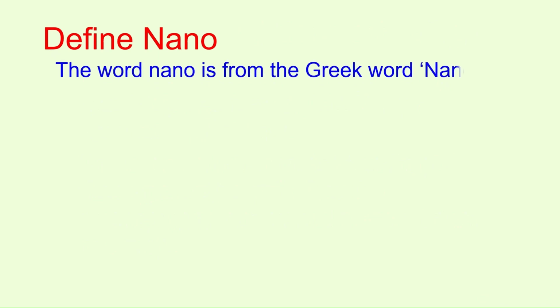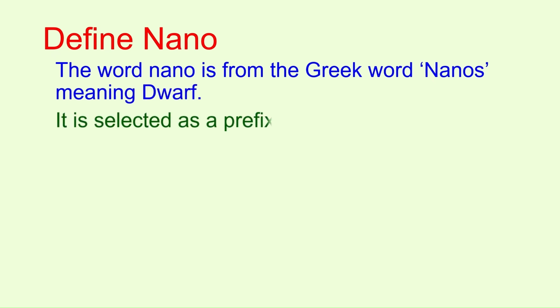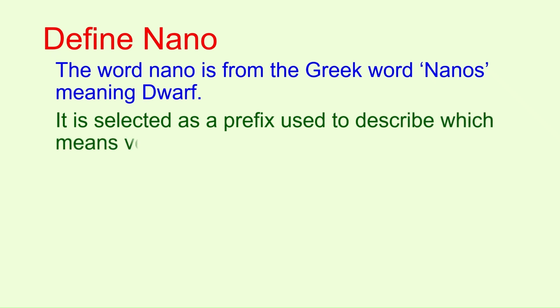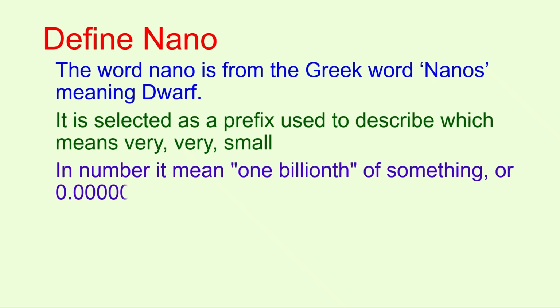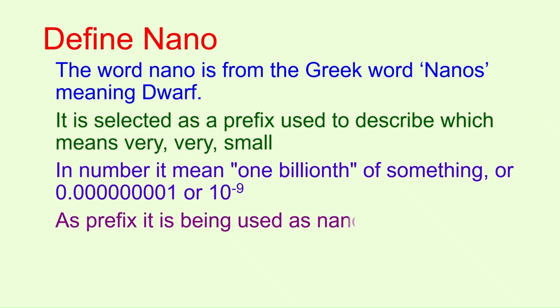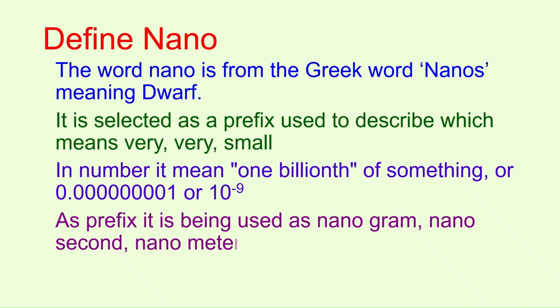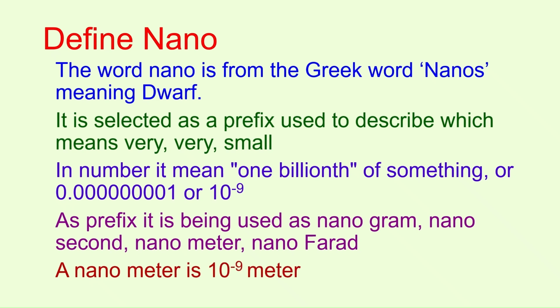What is nano and how do we define nano? The word nano is from the Greek word nanos, meaning dwarf. It is selected as a prefix used to describe something very, very small. In number, it means 1/1,000,000,000th of something, or 0.000000001, or 10 to the power of -9. As a prefix, it is being used as nanogram, nanosecond, nanometer, nanofarad. A nanometer is 10 to the power of -9 meter.